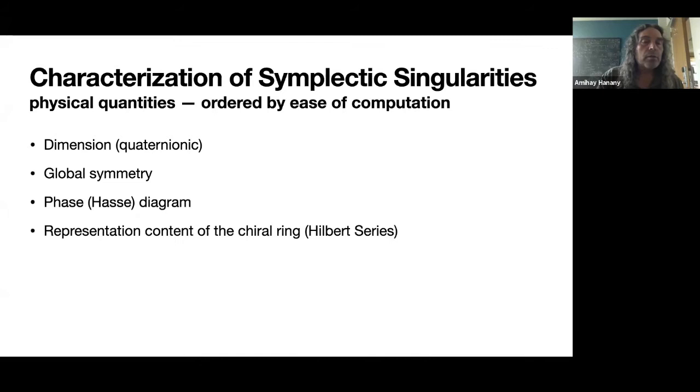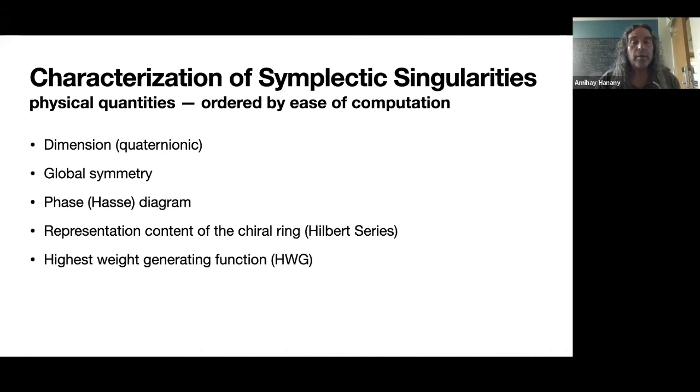So we will go over this. Next thing, what we can do to characterize the symplectic singularity is to use the information of the global symmetry and to extract the representation content of the chiral ring, or the ring of holomorphic functions on this space. The corresponding function is called the Hilbert series. So we will go over a few cases like that.